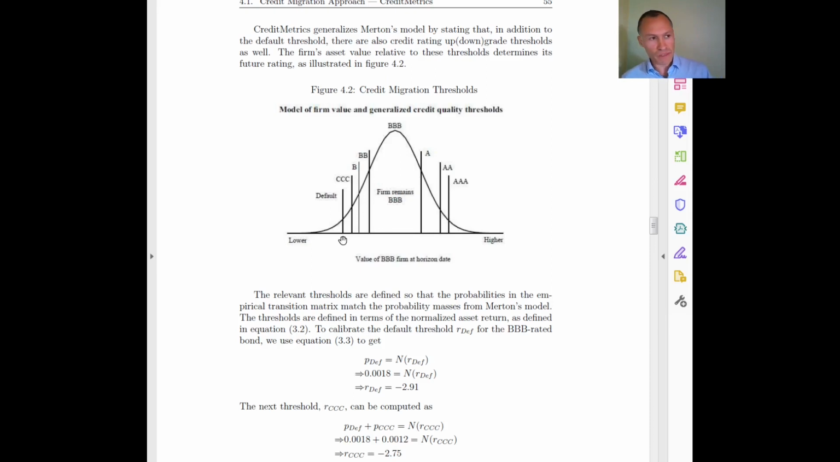So below some critical value, then we would get default, and the model would output the default probability, this tail here. What we're going to do now is, in reverse, we're going to look at the transition matrix. We're going to get the probabilities not only of default but also of transition to other ratings, and we're going to find the thresholds that match those probabilities. So this is easy to do with a figure. Let me open this figure.